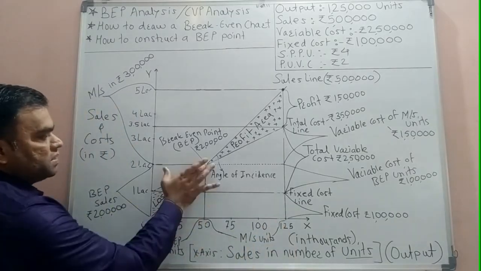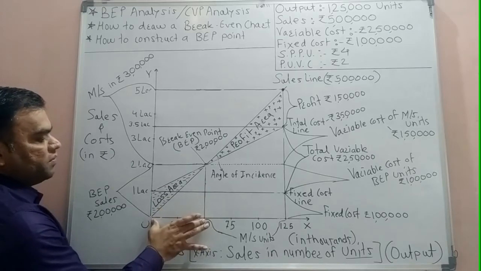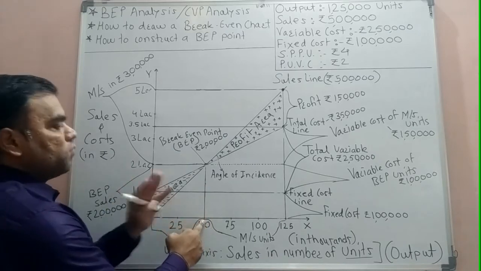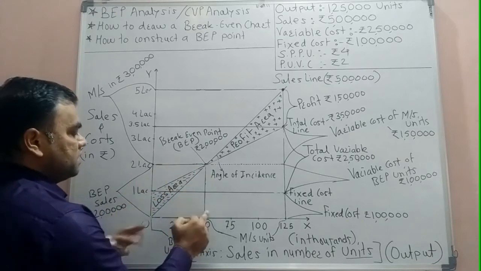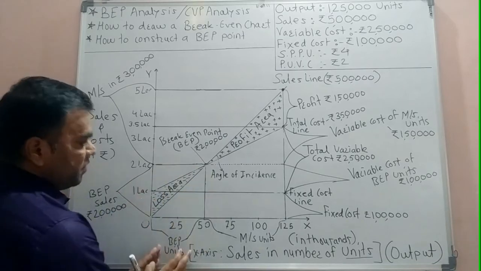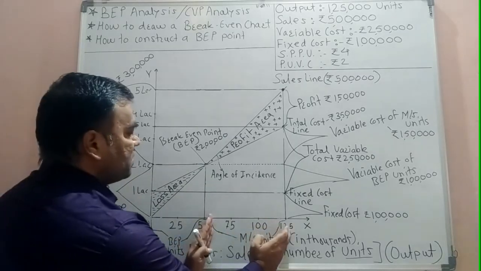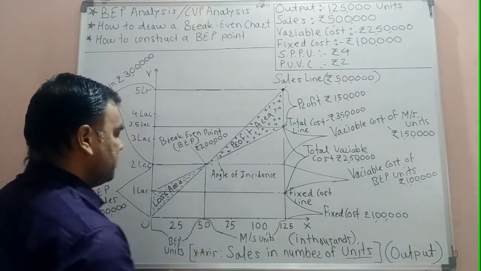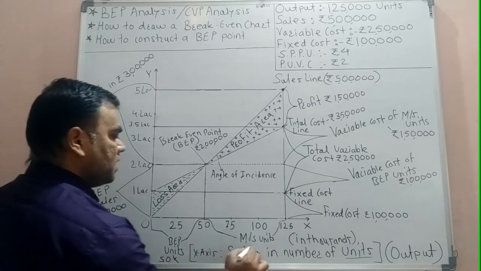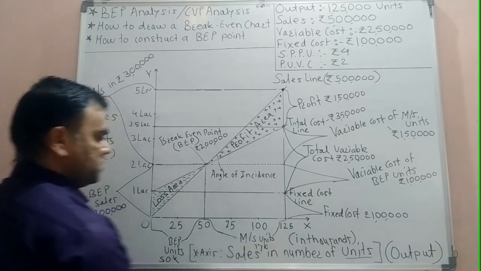50,000 BEP units, this is your BEP units. 50,000 units into rupees 4 selling price, 2 lakh is your sales. So 50,000 is our BEP units, and the remaining 75,000 is our margin of safety units. These are 50,000 and these are 75,000.